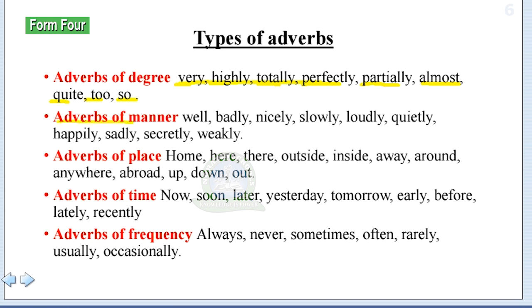What about adverb of manner? Well, badly, nicely, slowly, loudly, quietly. This is quiet, and this is quiet. Remember the pronunciation, they're very different. So this is adverb of manner. You beat the child badly. My teacher speaks English well. How does your teacher speak English? He speaks English well. So this is adverb of manner.